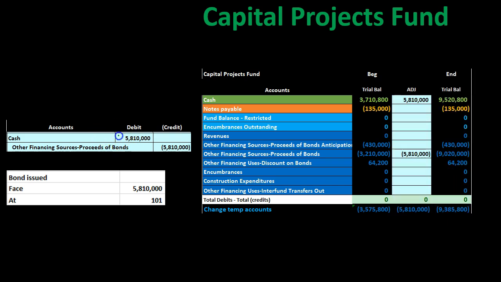If we record this out, we're going to say that cash is going to increase. So cash increases, and the other side is going to go to other financing sources, kind of like an income statement account, increasing what would be similar to net income in a for-profit organization in the credit direction.